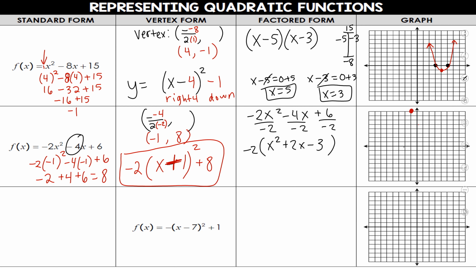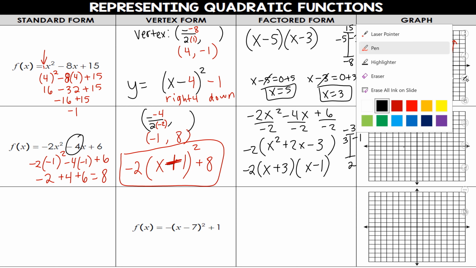And then I just go back to my little eye chart. I need two numbers that will multiply to -3, but combine to give me 2. Yep, 3 and -1. 3 times -1 is -3. 3 minus 1 is 2. Okay, so those are my two numbers. So I'll put -2 on the outside. And then my factors are x + 3 and x - 1.